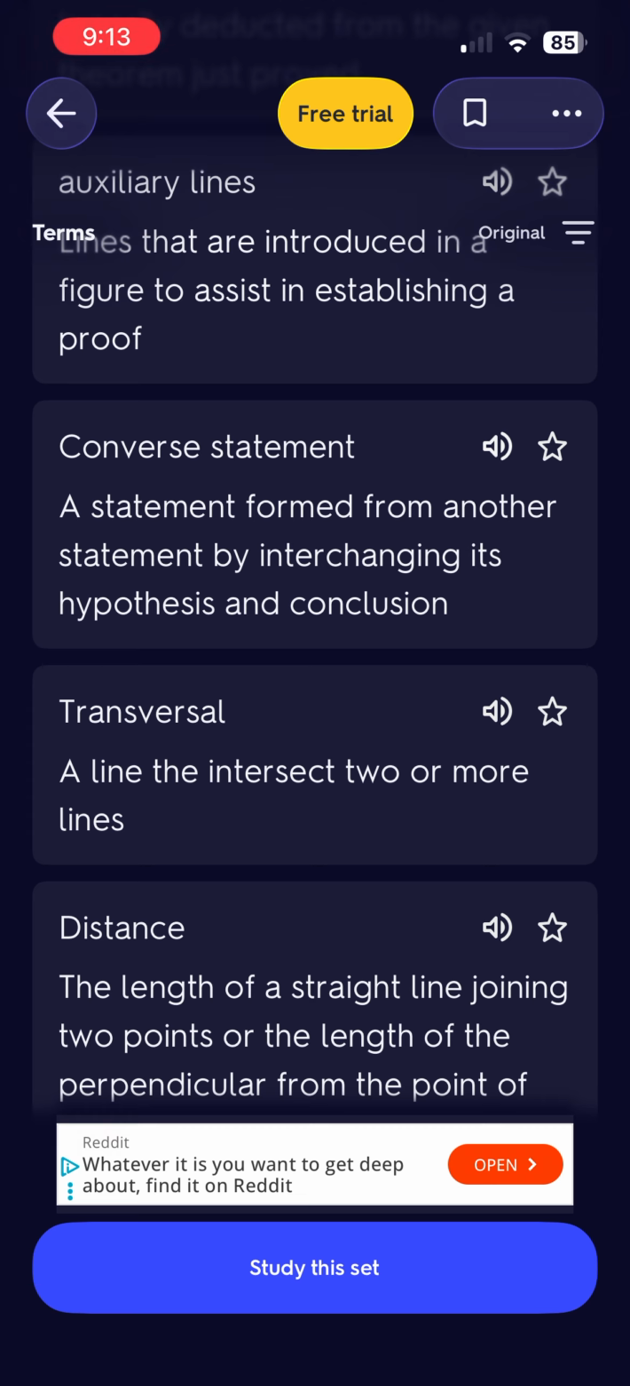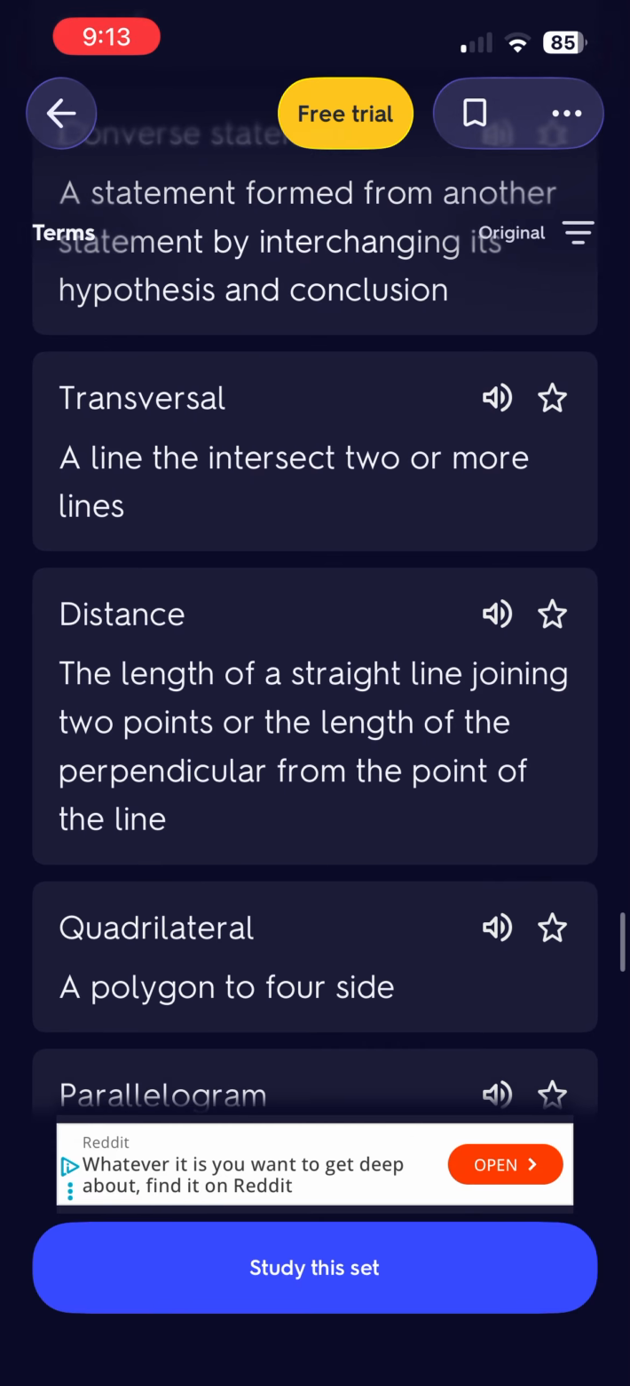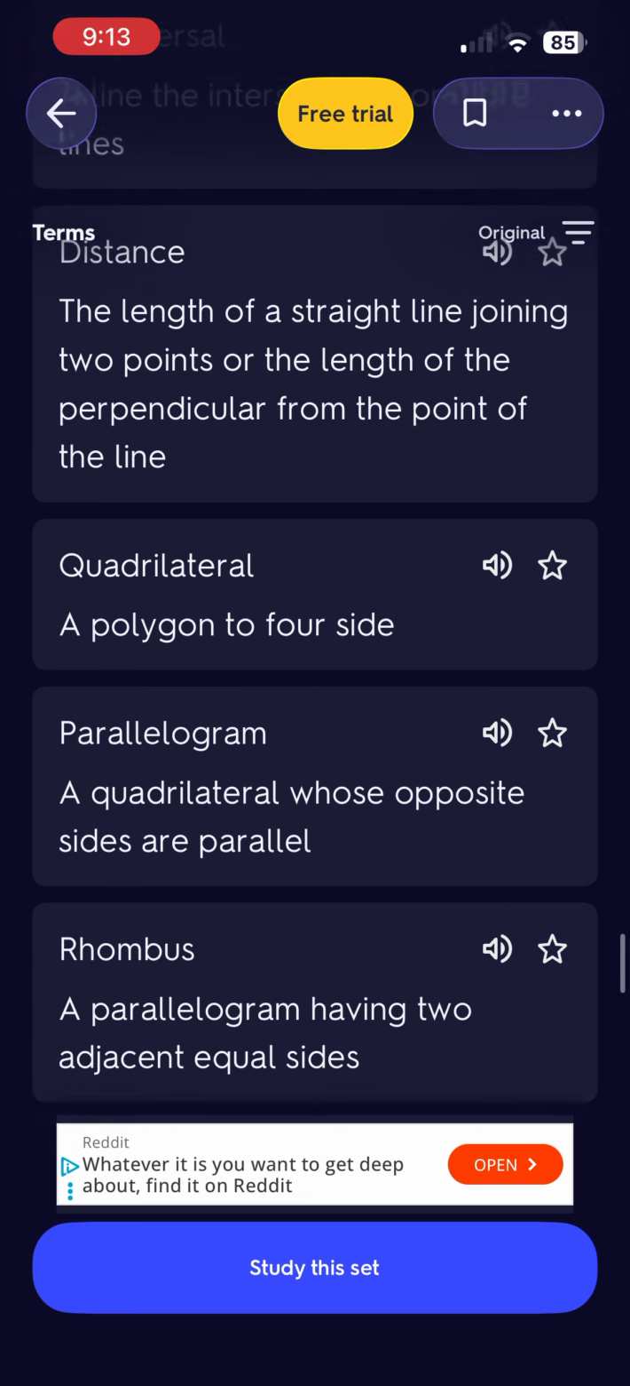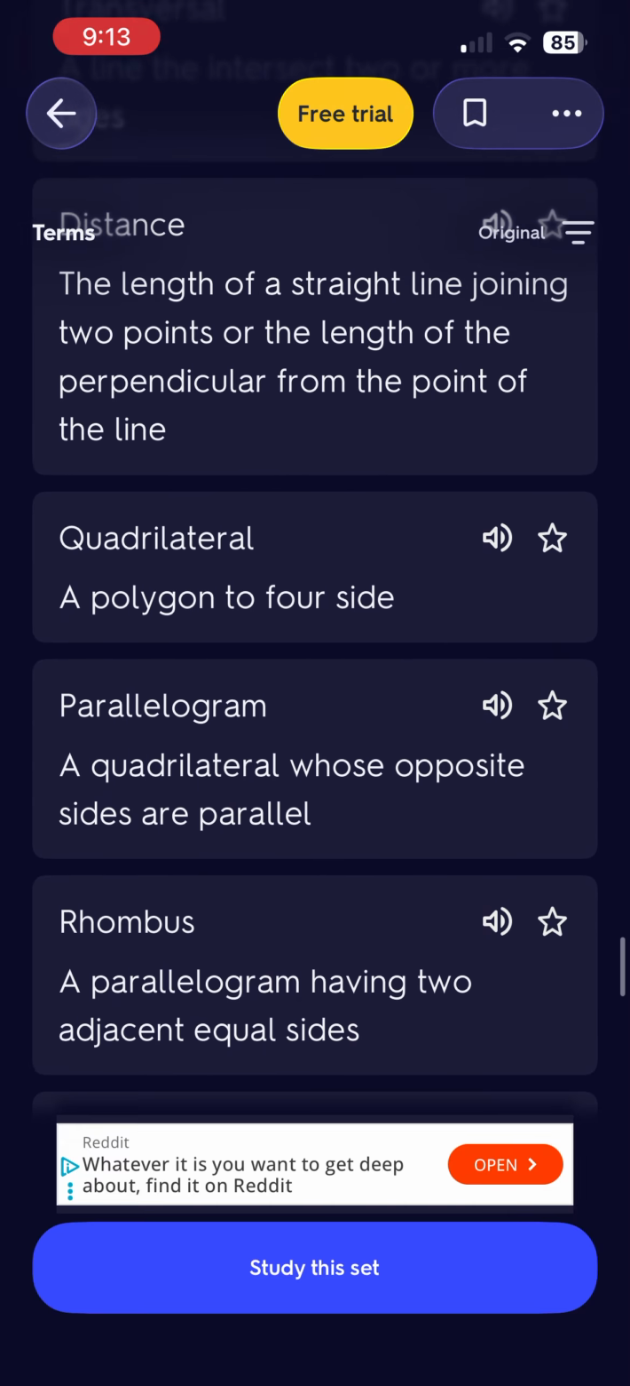Converse statement. A statement formed from another statement by interchanging its hypothesis and conclusion. Transversal. A line that intersects two or more lines. Distance. The length of a straight line joining two points or the length of the perpendicular from the point to the line.